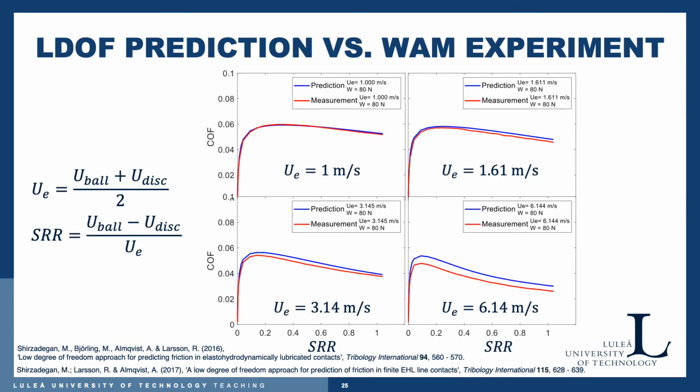And here we can see the prediction versus the experimental results. For example, at quite low or reasonably low entrainment speed, and for a certain load, this is 80 Newton, we have almost perfect overlap of the predicted friction with increasing slide to roll ratio. So more and more sliding going on from 0 to 1 here. The slide to roll ratio is defined like this. And we have almost a perfect overlap.